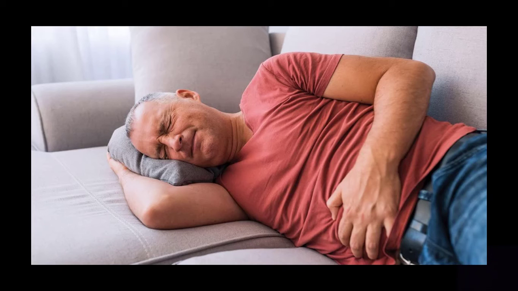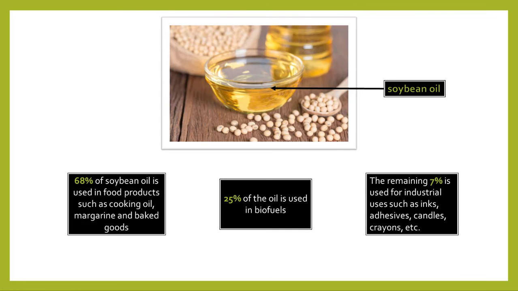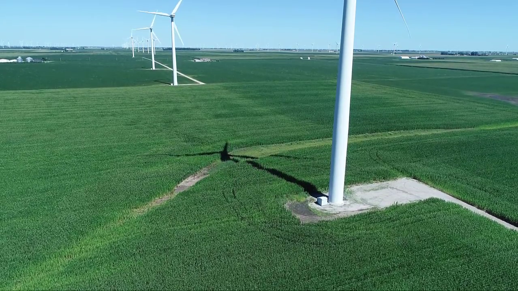Soybeans are an excellent source of protein and fiber and are very high in iron, manganese, phosphorus, and several of the B vitamins. The other major component of a soybean is oil. About 20% of a soybean seed is oil. About 68% of this oil is used in food products such as cooking oil, margarine, and baked goods. Another 25% of the oil is used in biofuels, while the remainder goes to a number of industrial uses such as inks, adhesives, candles, and crayons.